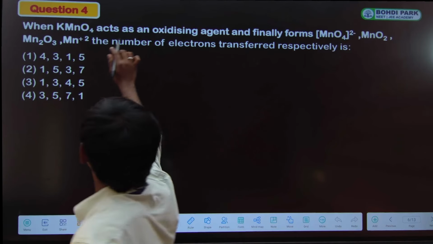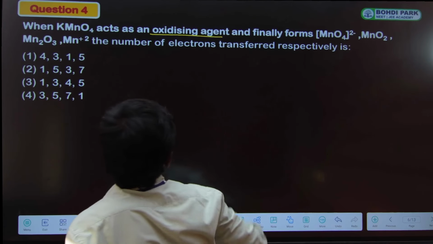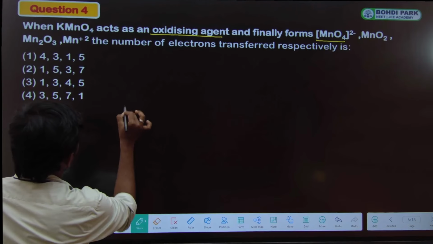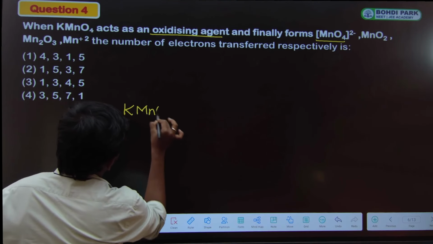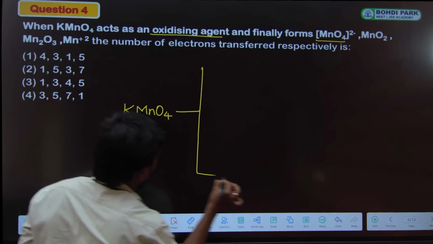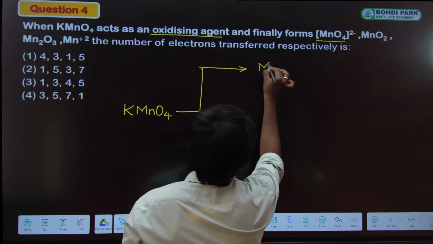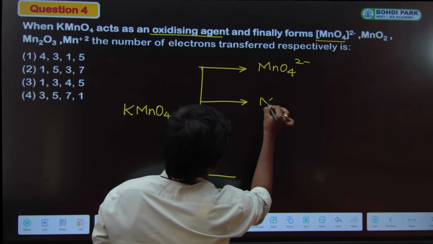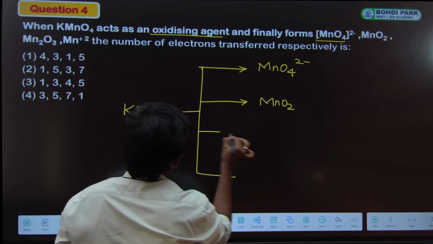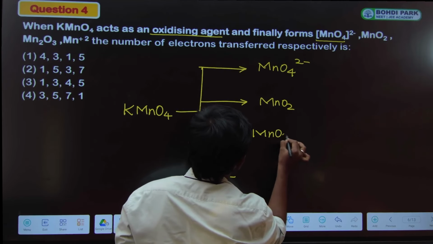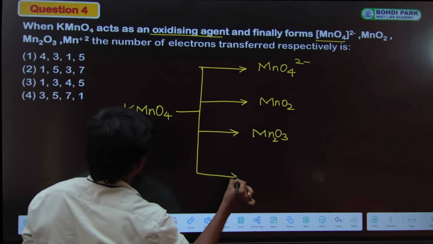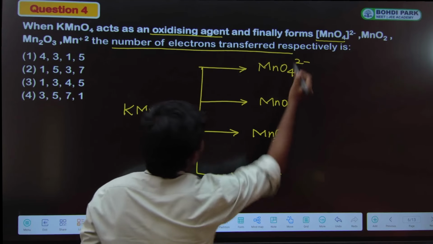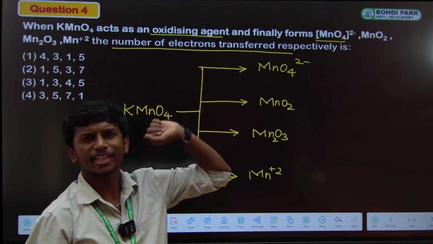When KMnO4 acts as an oxidizing agent, it finally forms MnO4 2-. KMnO4 is converted to MnO4 2-. It is converted to MnO2. It is converted to manganese trioxide Mn2O3, and it is converted to Mn+2. The question is the number of electrons transferred in each reaction. They are asking how many electrons are transferred in each reaction.